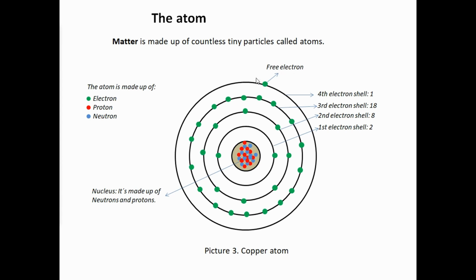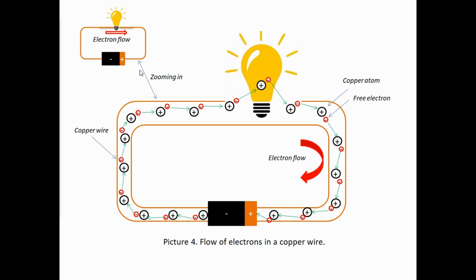The difference between this electron and the other electrons is that the other electrons are tightly held to the atom, but this electron is not. This means that this electron can be pushed away with little energy, and this is what makes copper an excellent conductor. If we zoom in on the copper wire, we can observe the atoms in the circuit.